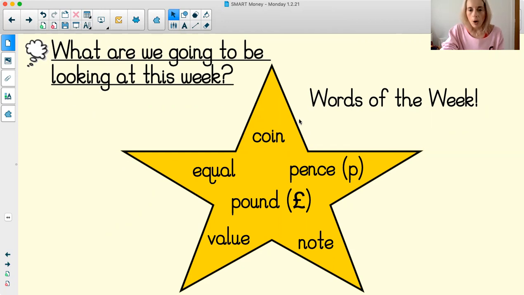So this one, we've got coin. Oh, that's a big clue. But this one, equal. Now that means the same, doesn't it? We used equal when we were looking at our halves and quarters a couple of weeks ago and equal parts. So equal, pence. That's another big clue. Pound. Well done. Value and note. Oh, there's our split O, isn't it? Note. Oh, now have a chat, see if you can guess what our focus is this week. You can pause the video whilst you do that.